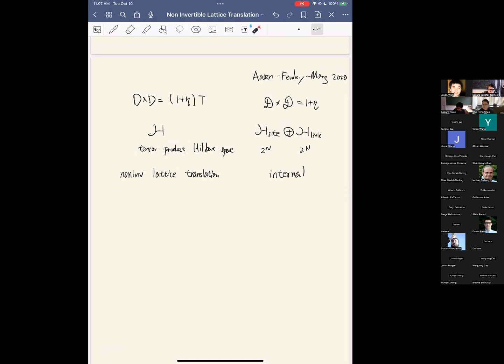Do you expect these last few statements to be generic, true for other fusion categories? No. It depends on the fusion category. It is possible to realize some fusion categories internally on the tensor product Hilbert space. That's a very good question. That's something we are working on right now, indeed.